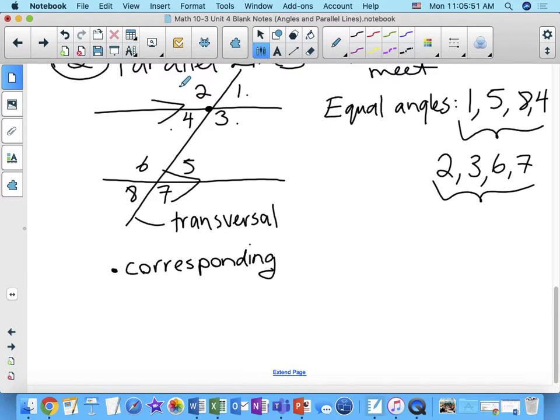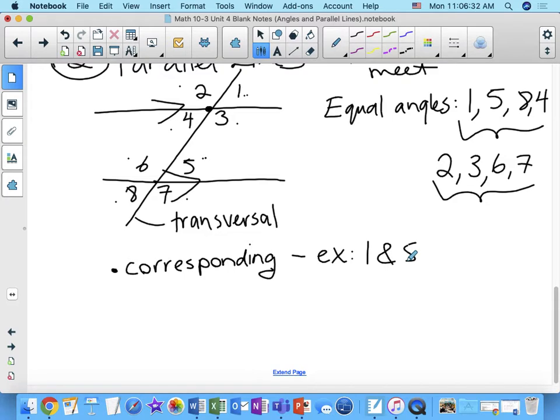Okay. Here, same thing, right? Top right, bottom left, top left. Okay. So the ones that are both in the top right, for example, 1 and 5, those are called corresponding. The ones that are both in the bottom right, 3 and 7, those are called corresponding, etc.